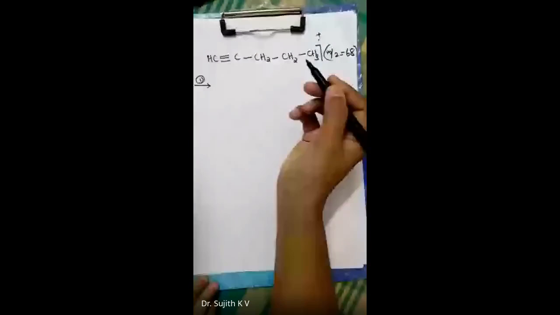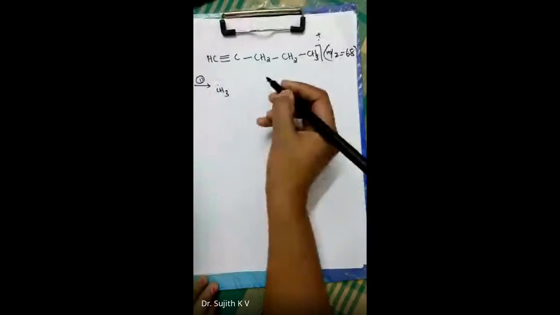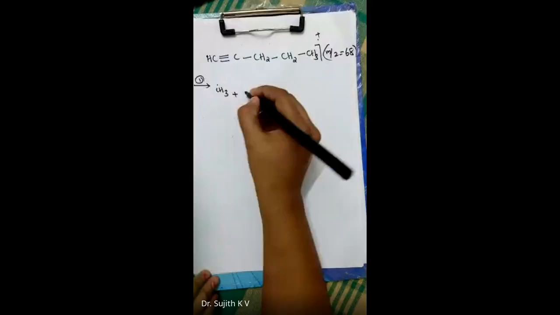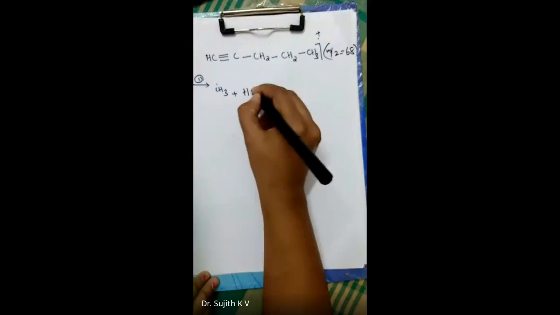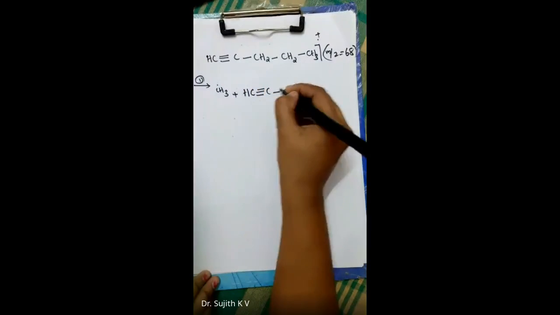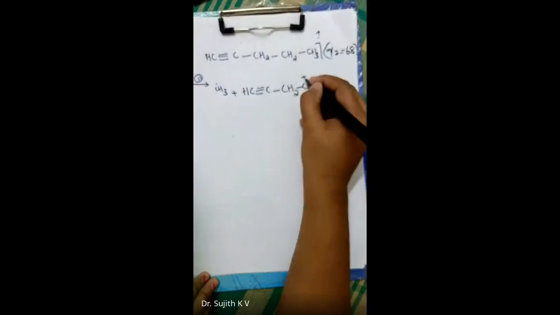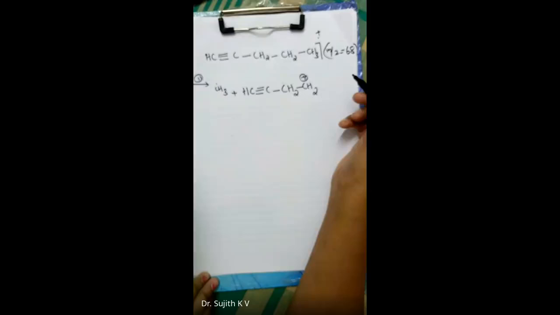First fragmentation, let's see. By the elimination of a methyl radical, CH3 dot is eliminated, and the remaining one you will get as a positive charge or carbocation. That will be CH triple bond C, CH2, CH2 plus, and the m/z value of this peak is at 53. This is the M minus 15 peak. 68 minus 15 will give you 53.